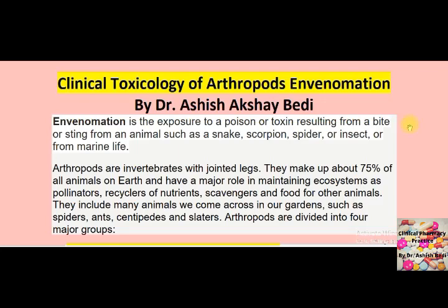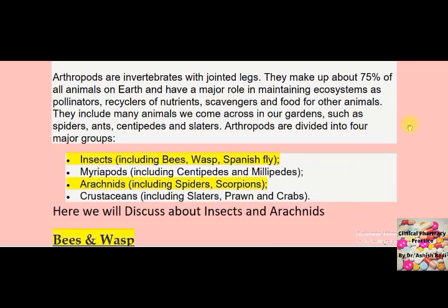They make up about 75% of all animals and play a major role in maintaining ecosystems. They work as pollinators, recyclers of nutrients, scavengers, food for other animals, and so on. Majorly they include spiders, ants, centipedes, slaters, etc. Arthropods are broadly divided into four major groups. That is insects, including bees, wasps, Spanish flies; myriapods, including centipedes, millipedes; arachnids, which include spiders, scorpions; and crustaceans, which include slaters, prawns, and crabs.